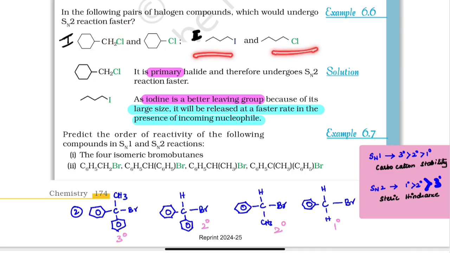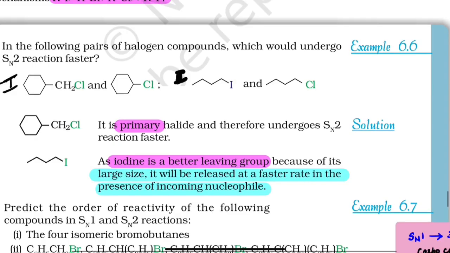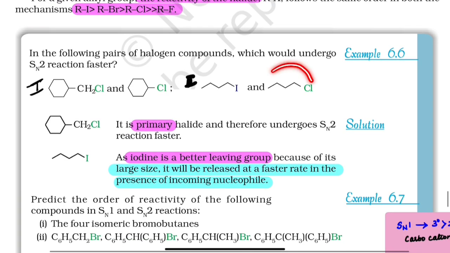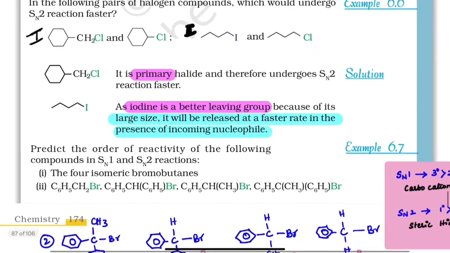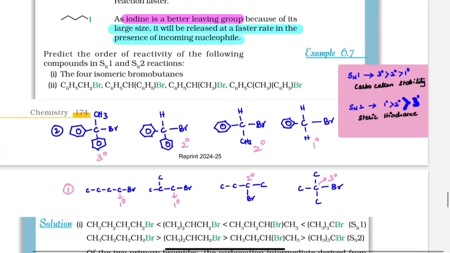And here we will see, this carbon is primary carbon, this carbon is also primary carbon. So both are primary carbon, and then you see the leaving group. Iodine and then chlorine, which is the good leaving group? I minus is a good leaving group. Therefore this undergoes SN2 better than the other one. Iodine is a better leaving group because of its large size. It will be released at a faster rate in the presence of an incoming nucleophile.